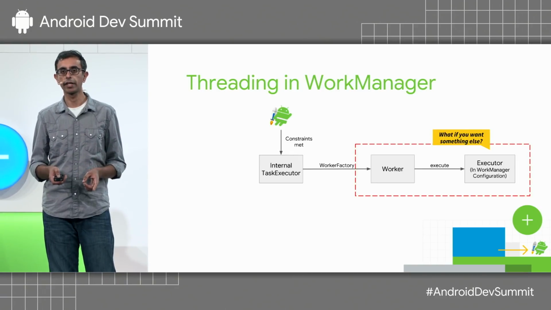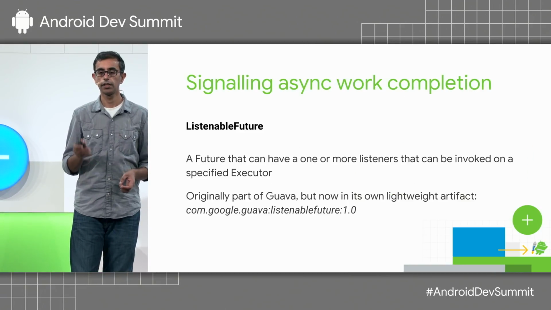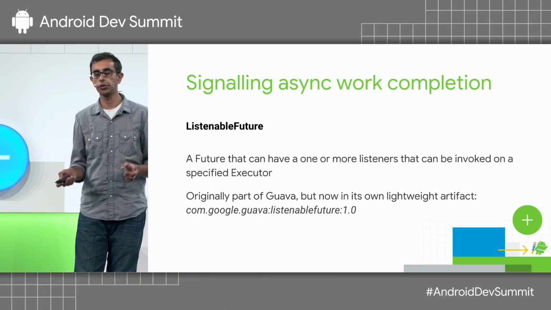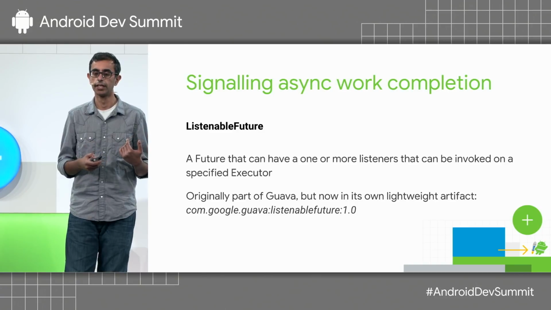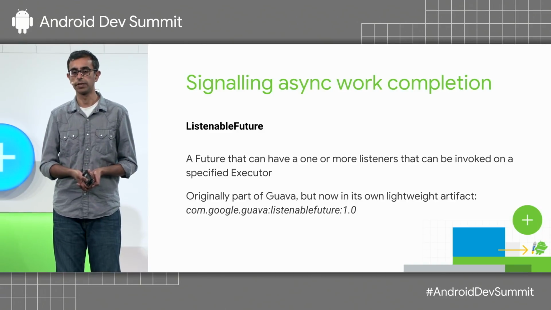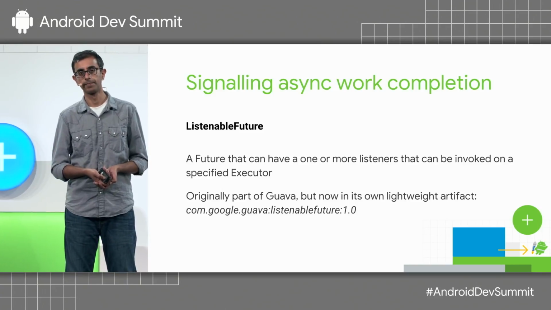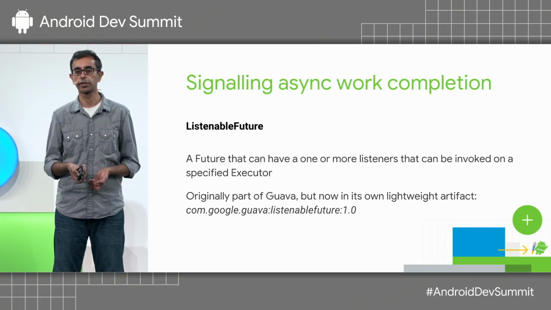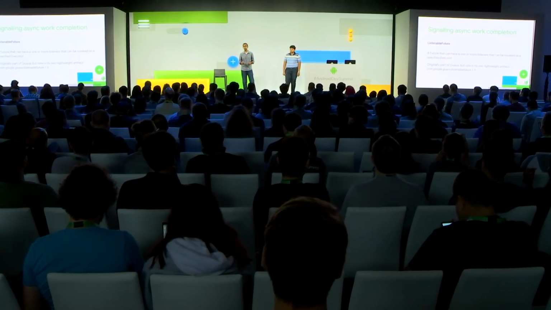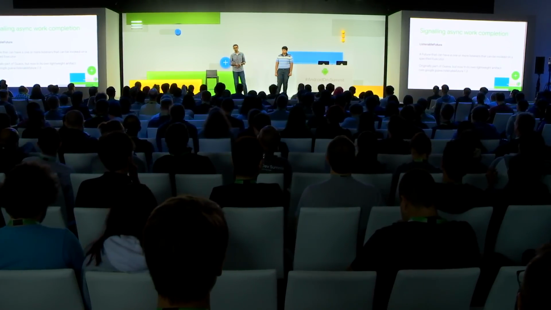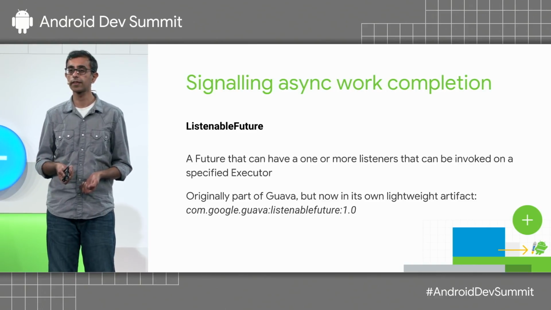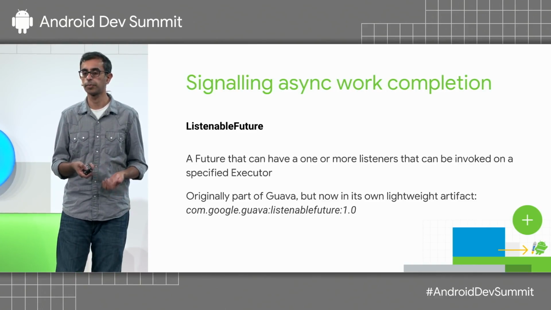This was a request that came up quite a lot when we first released WorkManager. So to do this, we want to provide you an API to let you do work on your own and just tell us when it's done. So you want to signal async work completion to us. And for that, we use a class called ListenableFuture. Those of you who use Guava will be very familiar with this. But we split it out, and the Guava team has helped us with this, so everybody's collaboratively worked on splitting this out to its own lightweight artifact, so you don't need a full Guava dependency for this. It's literally one or two classes now. And it's a future that can have one or more listeners, and those listeners can be invoked on a specified executor. That's all it is.